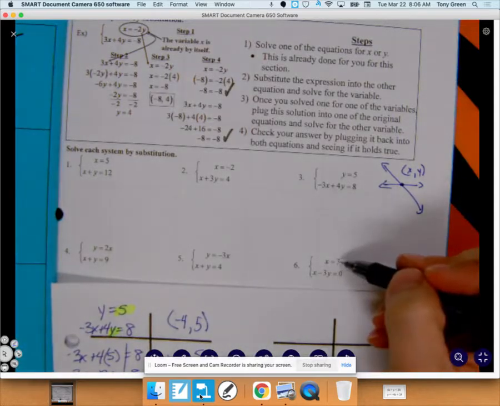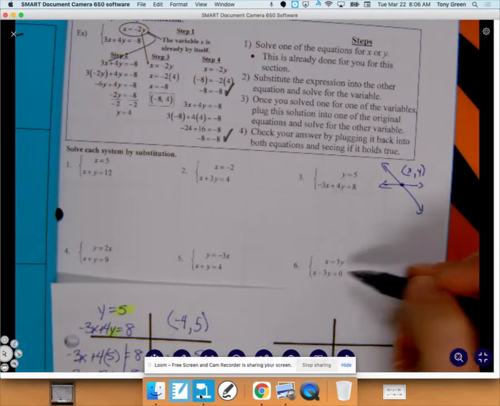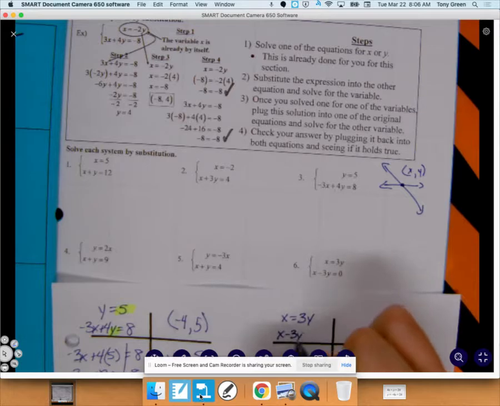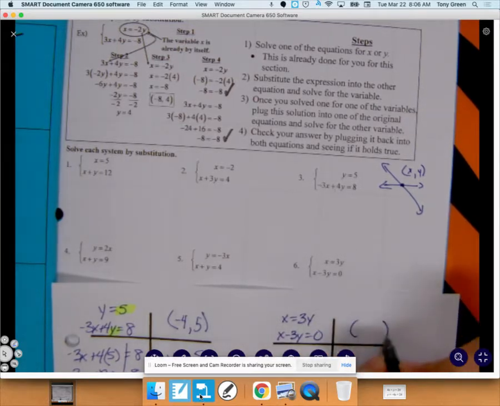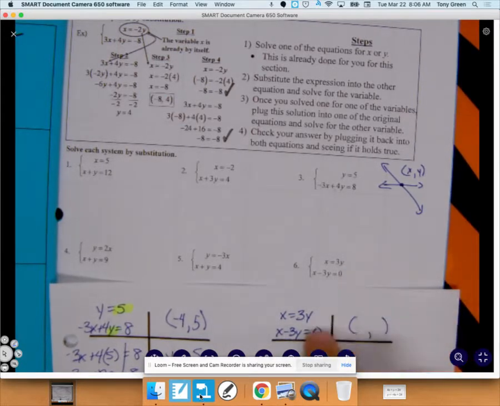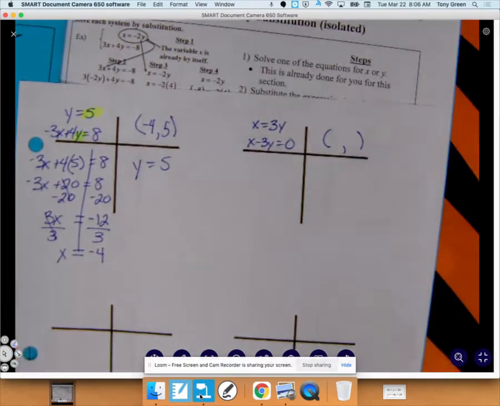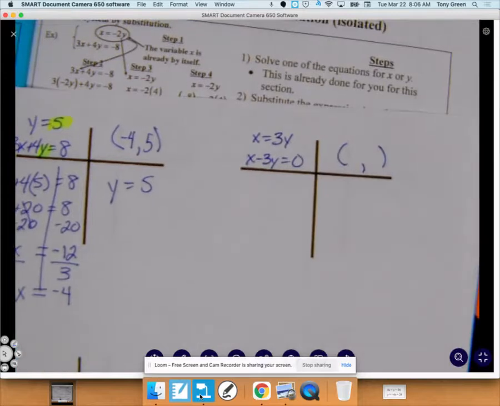X equals 3y, and x minus 3y equals 0. So we're just going to write down the equation. X equals 3y, and x minus 3y equals 0. And our ordered pair for our solution. I'll make sure I just wrote it down correctly. And now we're going to solve this one.